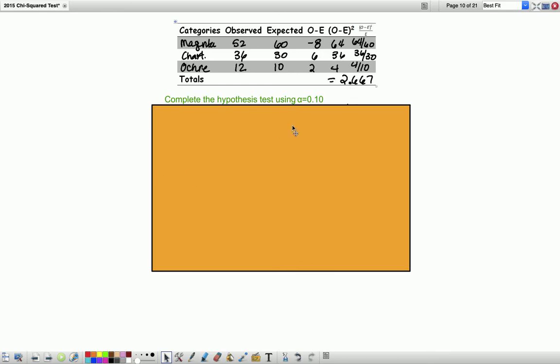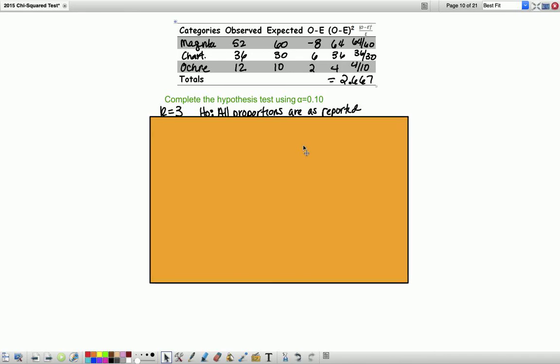Okay, so complete the hypothesis test using alpha of 0.1. I did it on purpose because, don't get me wrong, 0.05 is usually the case. However, if they tell you to use another one, you have to use it. You can't just use 0.05. So make sure you're reading it, just to be safe.